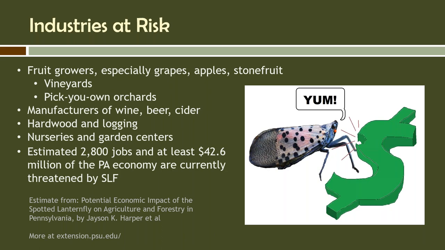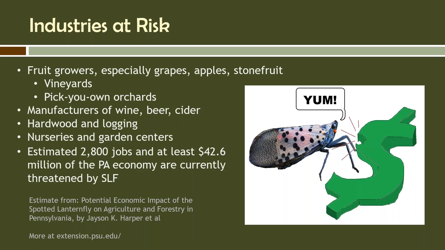Nurseries and garden centers, all the products that they sell there, as well as even just non-host stock, such as paving stone, lawn furniture, potting materials. These can all harbor the lanternfly and their eggs, and shipping materials, things like Christmas trees from giant growing centers to nurseries across the state or across state lines. You can risk moving the lanternfly from one place to the other. So a lot of ways this thing can spread.